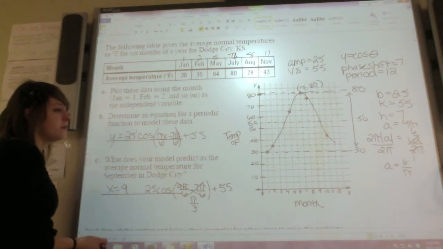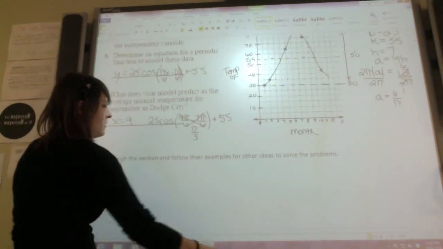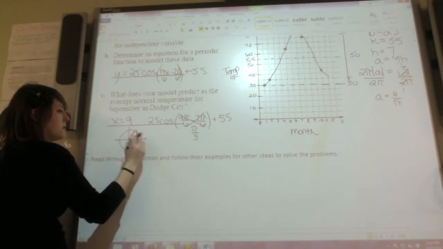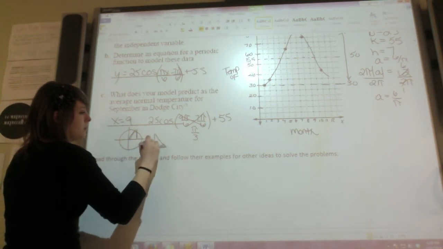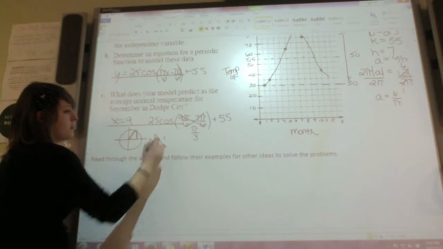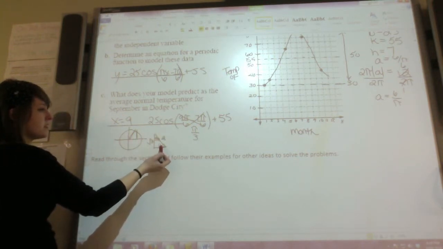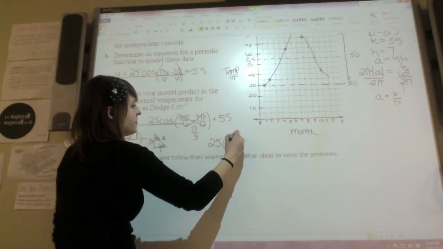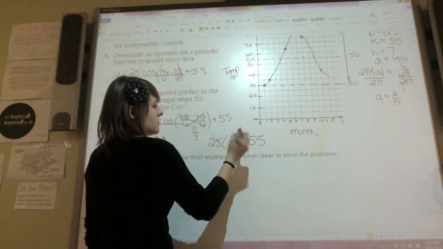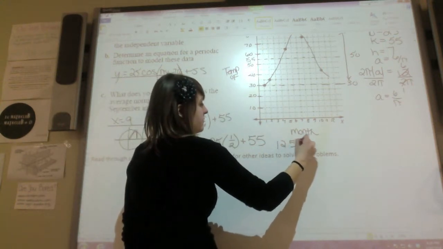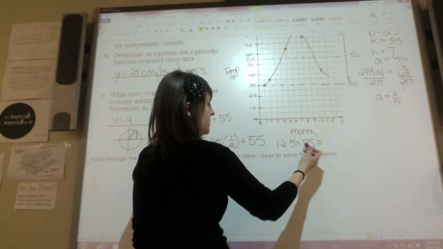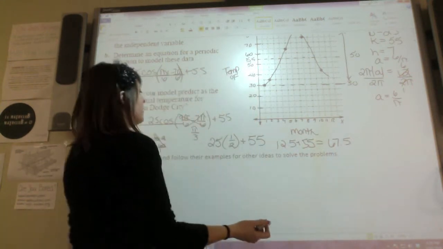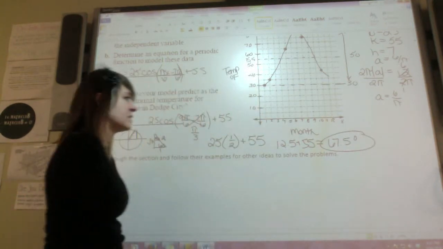The cosine of pi over 3, if I think about my unit circle, pi over 3 is my 60 degrees. So if I'm looking for the cosine of that 60-degree angle, I would have 1/2. So this is going to be 25 times 1/2 plus 55. That's going to be 12.5 plus 55, which is 67.5. So it predicts it to be 67.5 degrees in September.